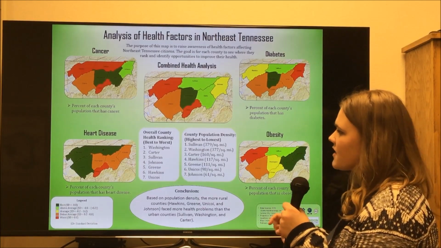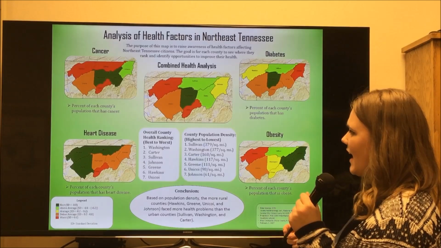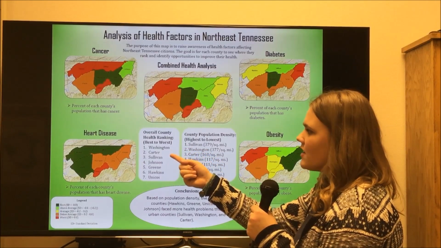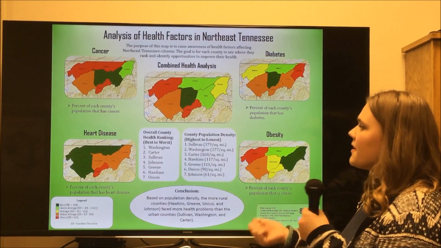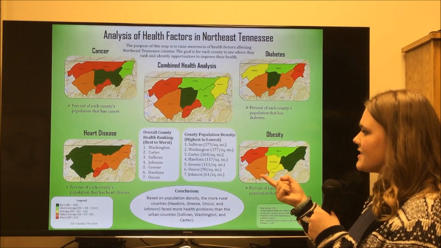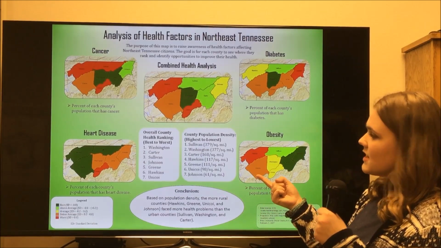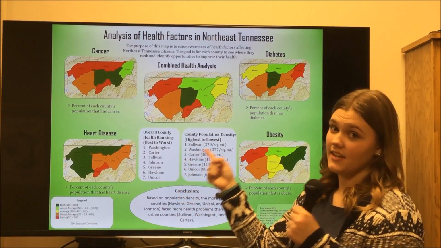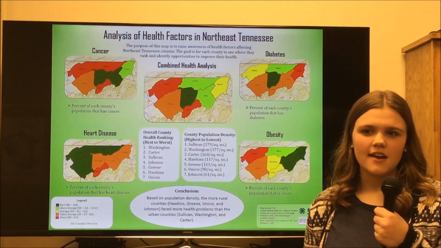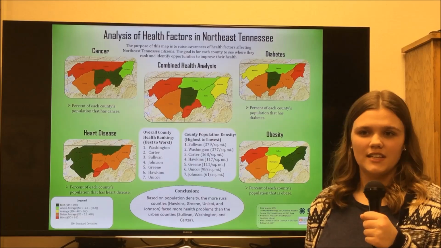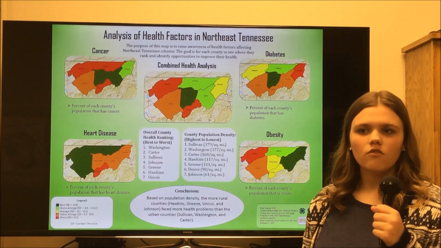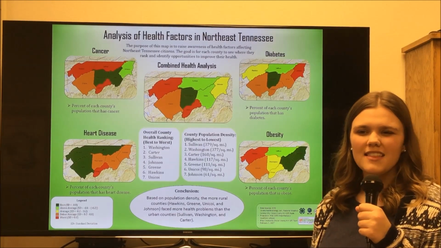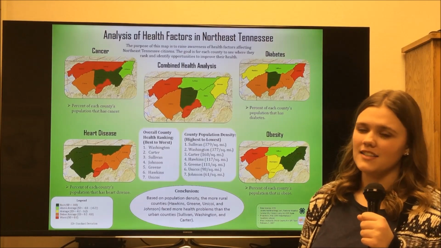So if you'll look at the list, the top 3 most highly densely populated counties were Sullivan, Washington, and Carter. And these counties were also the 3 counties with the best health in Northeast Tennessee. But if you look back at the county population density list, the 4 lowest population density were Hawkins, Greene, Unicoi, and Johnson, which had the worst health in Northeast Tennessee. So after making this geospatial analysis, we came to the conclusion that based on population density, the more rural counties, Unicoi, Hawkins, Greene, and Johnson, faced more health problems than the urban counties, Washington, Carter, and Sullivan.